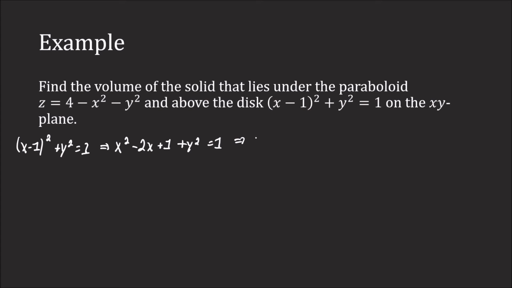So this means that x squared plus y squared is equal to 2x. And so we have r squared is equal to 2r cosine of theta. Now notice that this would mean that either r is 0 or r is 2 cosine of theta.